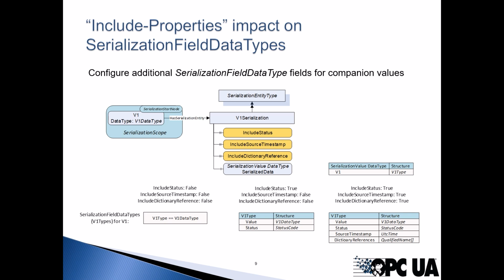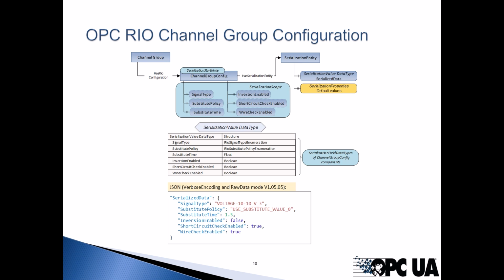This example shows how the components of the OPC UA channel group config object are mapped into the serialization value data type. If the serialization properties have default values, the properties of the channel group config object are mapped into fields of the serialization value data type, which have the same data type of the properties they represent. The JSON encoding of the structure only contains the field names as keys and the values of the serialized fields as JSON literals when using verbose encoding and raw data field encoding in a PubSub scenario. The enumeration values are encoded as string literals as specified in Part 6.